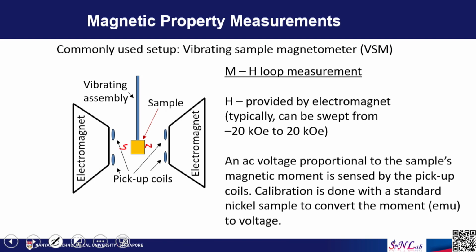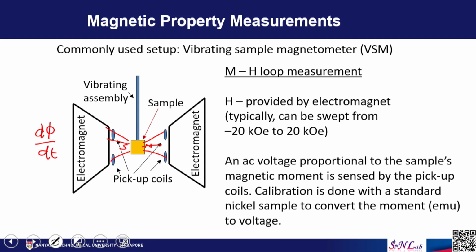Let us say one of them is north, another is south, for example. So, you know that it will generate some magnetic field, right. So, there will be some flux lines coming out of your sample. So, when you vibrate this sample, these flux lines are cutting these pickup coils. These blue things that you see, these are pickup coils. So, the pickup coils will see a time varying magnetic flux.